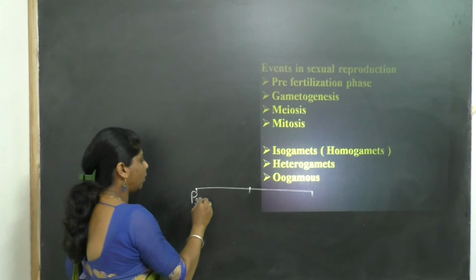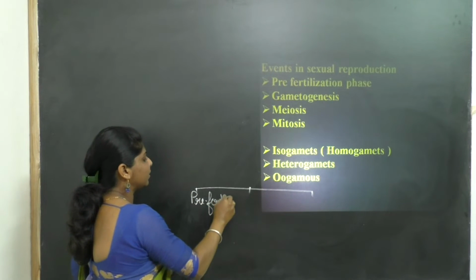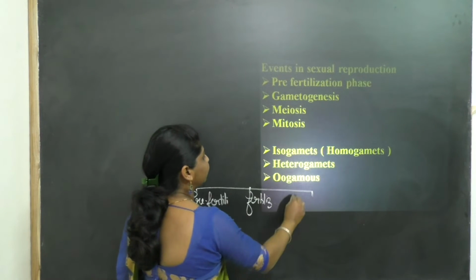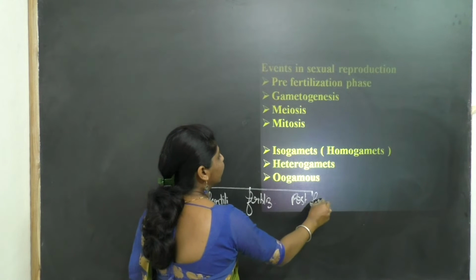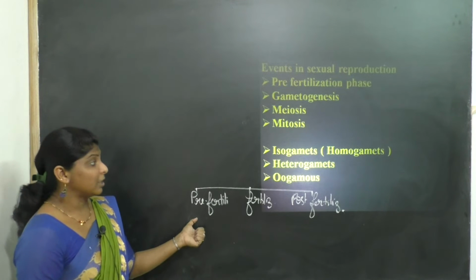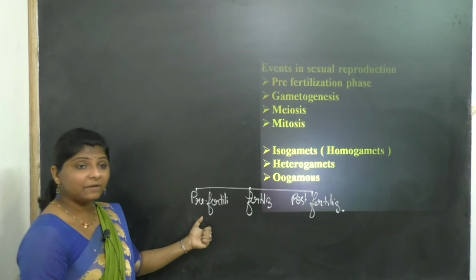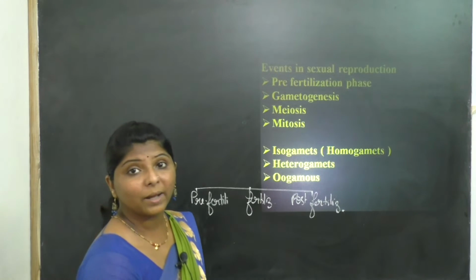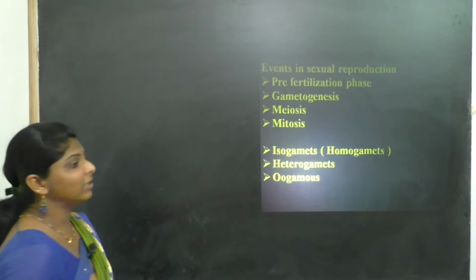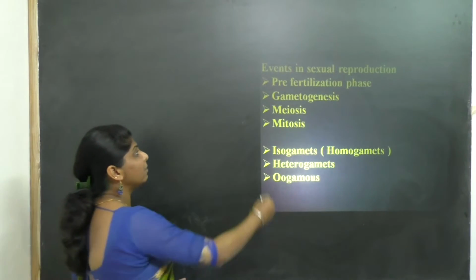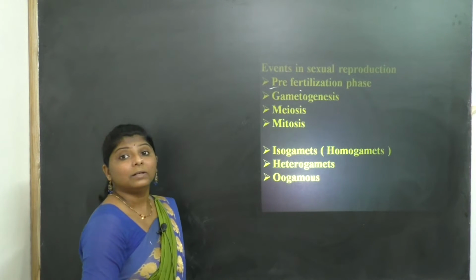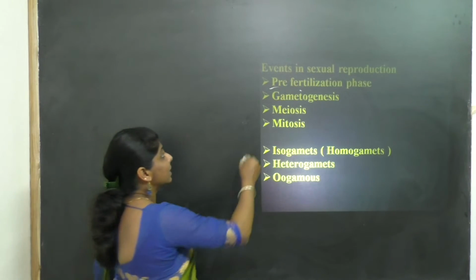Okay, one is called pre-fertilization events, and then we have fertilization, and after that we have post-fertilization events. Okay, when it comes to sexual reproduction, we have pre-fertilization events, fertilization, followed by post-fertilization events. Let us first study about pre-fertilization phase. In the pre-fertilization phase, the important events are, first one is gametogenesis.